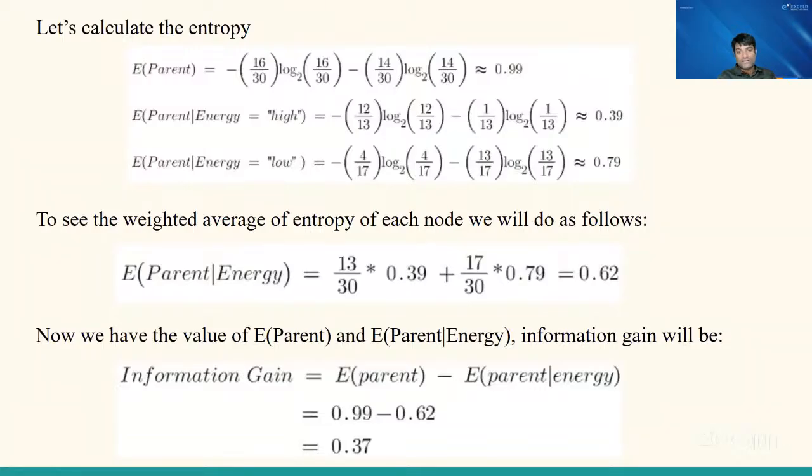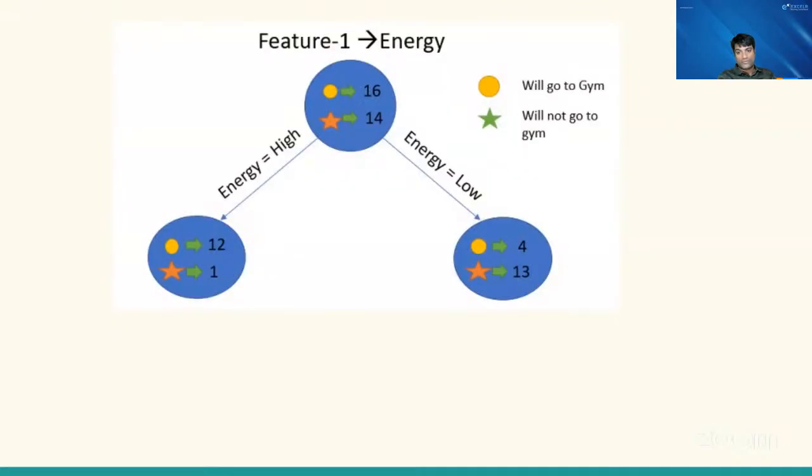Now let us calculate what we are going to actually do. In the total of 16 people who go to the gym, you can see the split of 12 and 4: 12 people who go have high energy and 4 people who go have low energy, so that becomes 12 plus 4, 16. And here, 1 plus 13 is 14, the people who don't go. So this is what our data basically is.